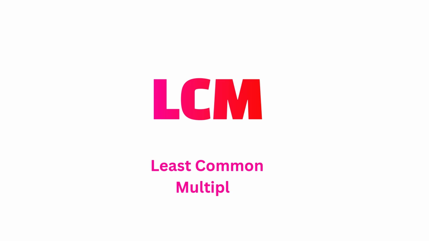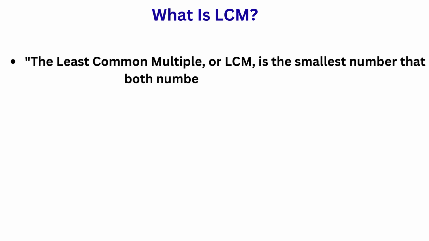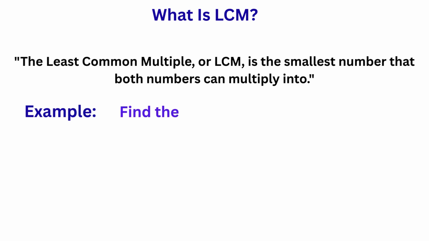LCM, least common multiple. Now, let's learn about LCM. What is LCM? The least common multiple, or LCM, is the smallest number that both numbers can multiply into. Example, find the LCM of 4 and 6. In order to find the LCM of both numbers, we have to find the multiples. Let's find the multiples.